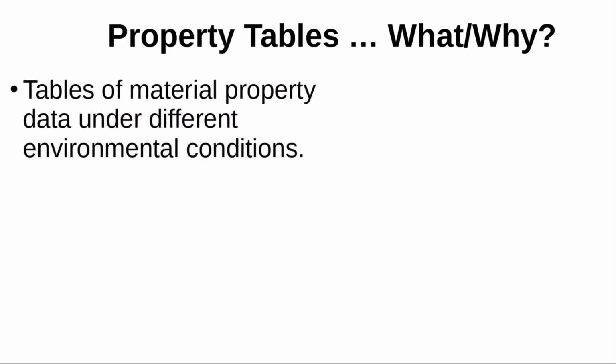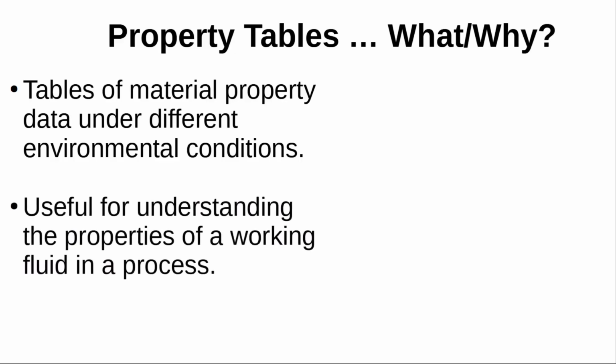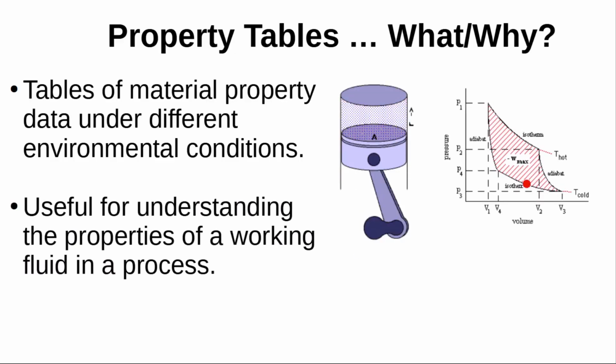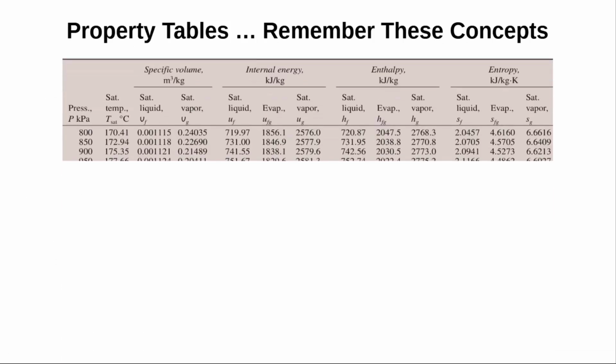Property tables are sets of material data under different environmental conditions. They're critical in understanding the states a material undergoes during a process. Let's talk about the math you need to know.